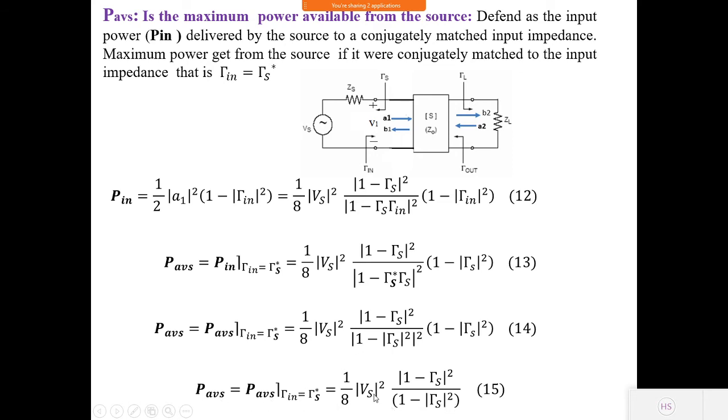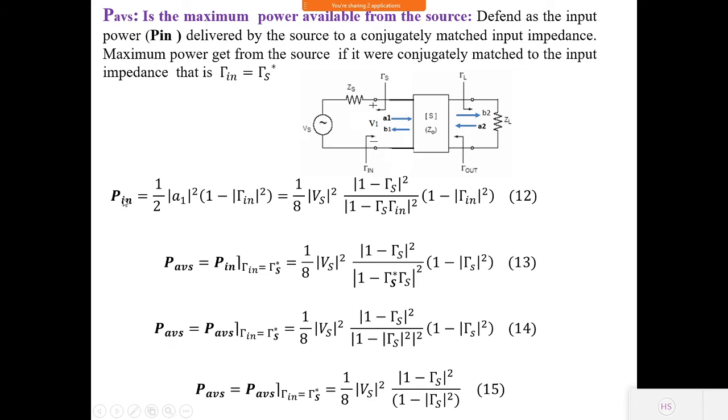So PAVS is equal to this equation. Actually this is PAVS under matched condition, so ZS is matched with ZIN. That means automatically maximum power will be delivered to the network. It is the input power to the network, but maximum power input to the network. Actually this is PIN. It is not the maximum. It is not equal to PAVS. PAVS is greater than PIN.